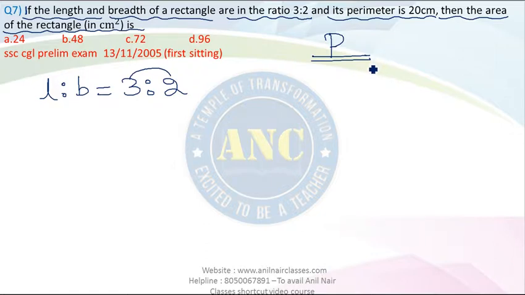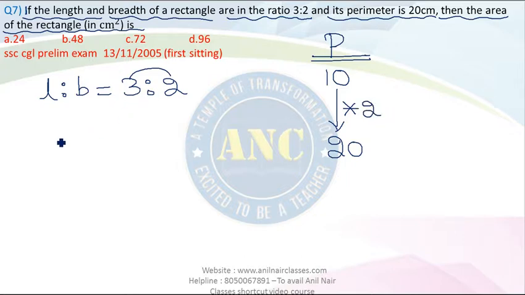Because perimeter is L plus B into 2. That is the perimeter. So, according to the ratio, it is 10. The question says it is not 10, it should be 20, right? So, perimeter is multiplied by how much? Perimeter is multiplied by 2.